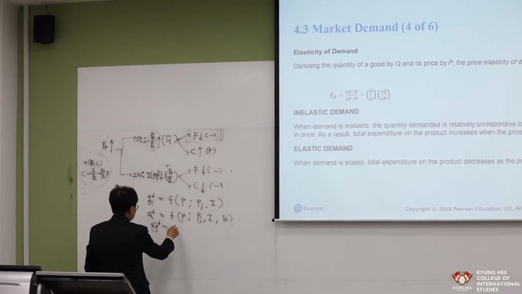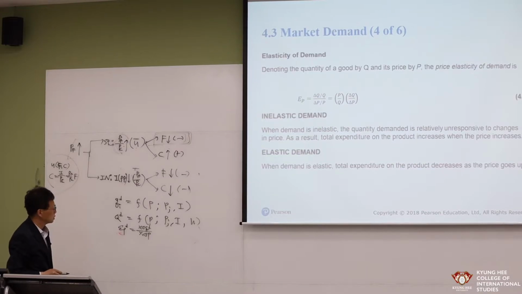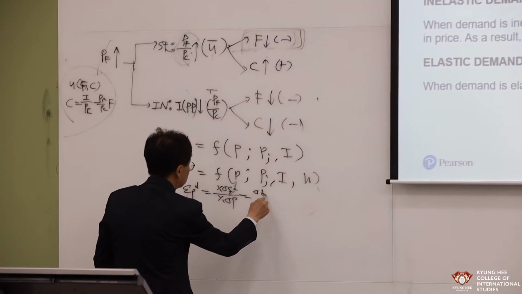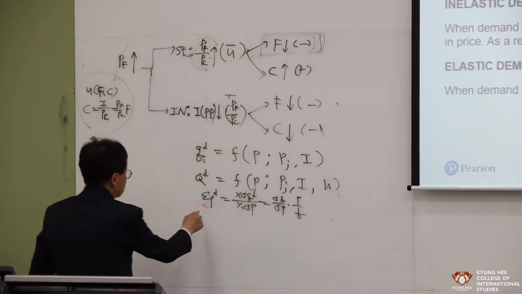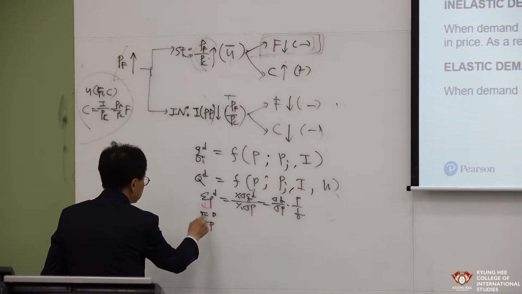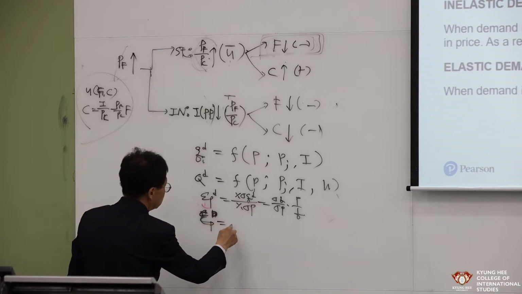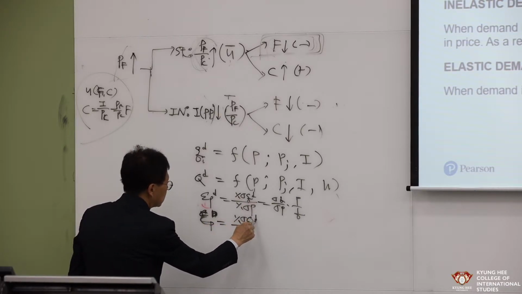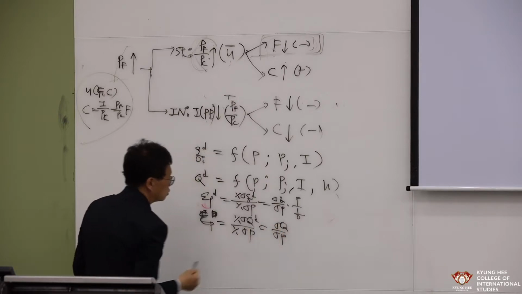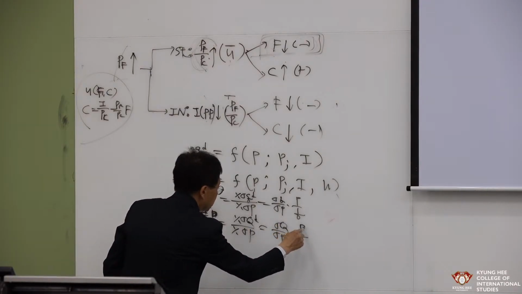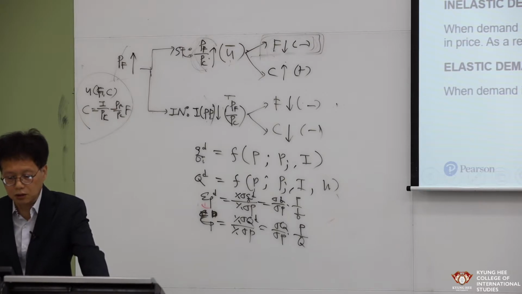Elasticity is equal to the percentage change in individual quantity demanded over the percentage change in price, that is, change in Q over change in P, times P over Q. Similarly, for market price elasticity of demand, I use uppercase: the percentage change in market quantity demanded, large Q, over the percentage change in price, which is change in Q over change in P, times P over Q.